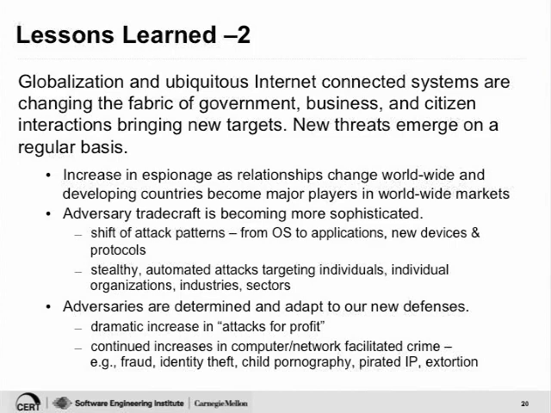As I said before, the adversary tradecraft is becoming more sophisticated, and the adversaries are determined and quickly adapt to our new defenses. So we're going to continue to see this arms race that I talked about into the future, where we, the good guys, are going to have to pay constant attention to the security problem. And so we need security solutions that continuously evolve and scale to meet new challenges.